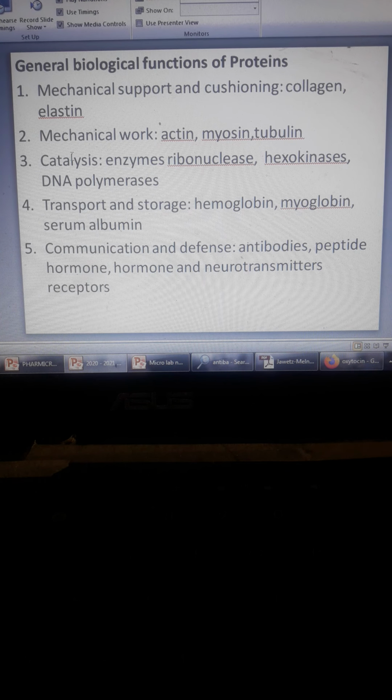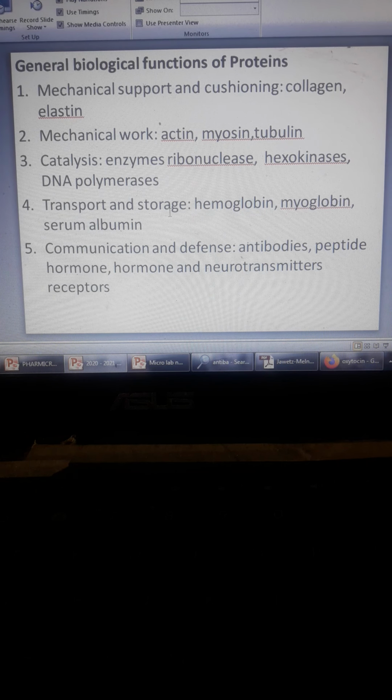Okay, and catalysis: enzymes such as ribonuclease. These are enzymes that will hydrolyze ribonucleic acid. What are the examples of nucleic acids? We have the deoxyribonucleic acid and the ribonucleic acid, or DNA and RNA. We have hexokinases. This is an enzyme that will convert glucose to glucose 6-phosphate during glycolysis. And we have DNA polymerases. These are enzymes involved in the DNA polymerization process.